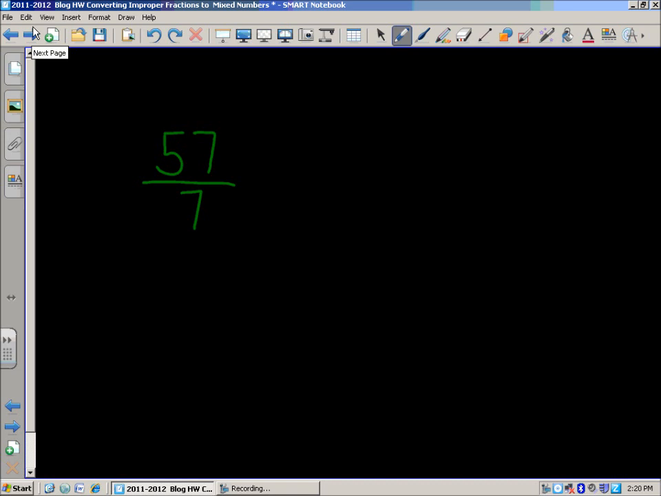57/7. All right, so we've got 57 divided by 7. We can do that. We're going to set that equal, and we'll have a mixed number. All right, so 57 divided by 7. 7 goes into 5, well, no, it goes into 0 times, really. So 0 times 7 is 0. Subtract. 5 take away 0 is 5. Bring down the 7. We have 57.